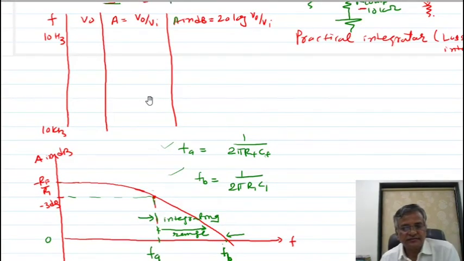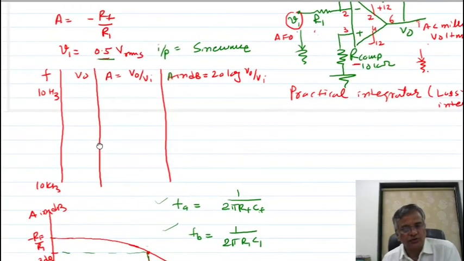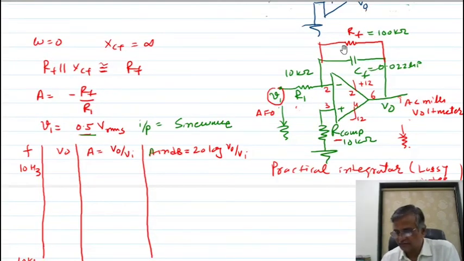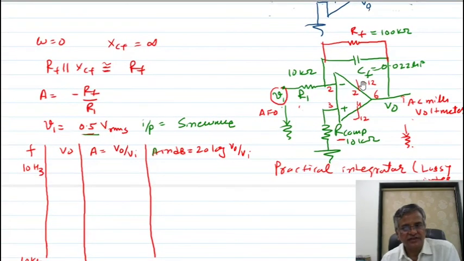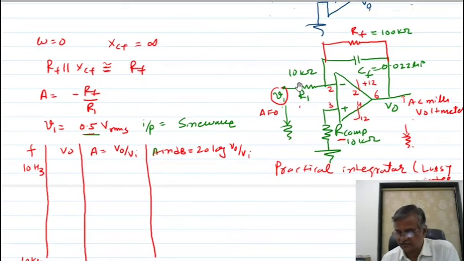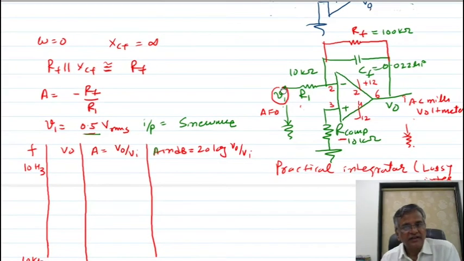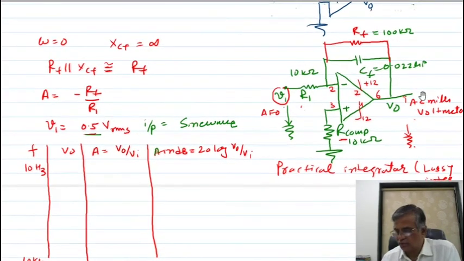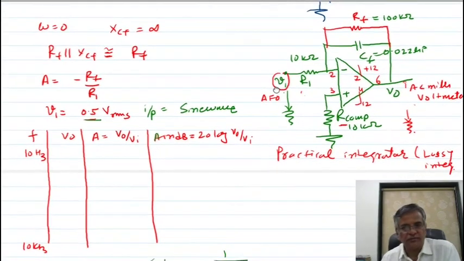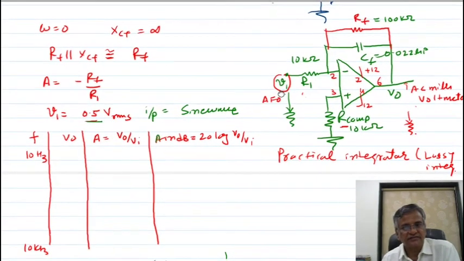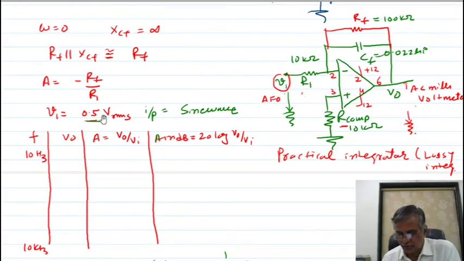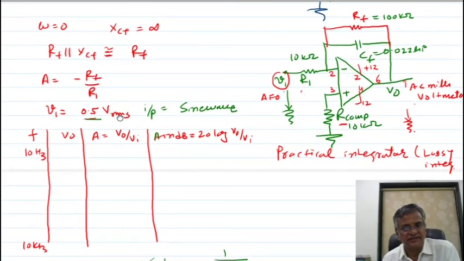And students, in this experiment you have to do two parts. Let me repeat the procedure again. You have to solder this circuit, or construct this circuit on a breadboard, and connect the power supply plus 12, minus 12, and here the AFO, and at the output an AC millivoltmeter. Keep your input signal a sine wave. Keep the amplitude of the signal at 0.5 VRMS.